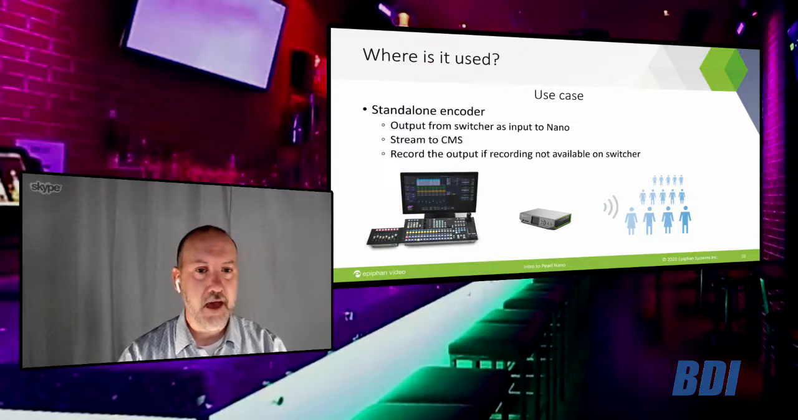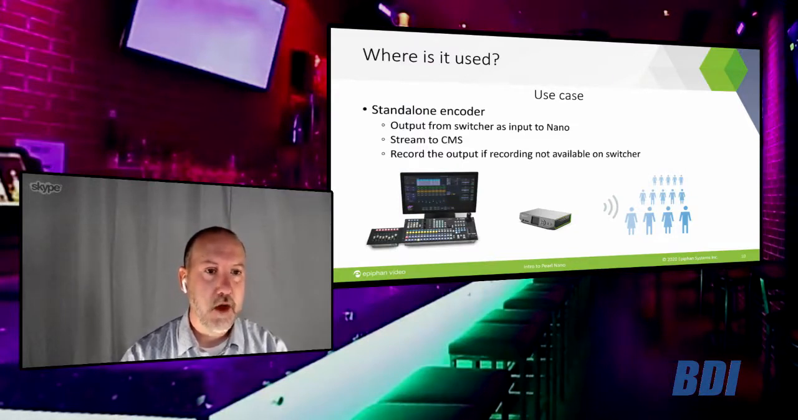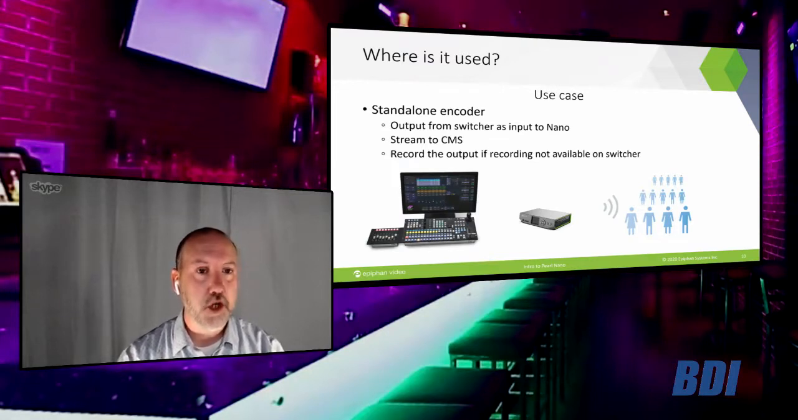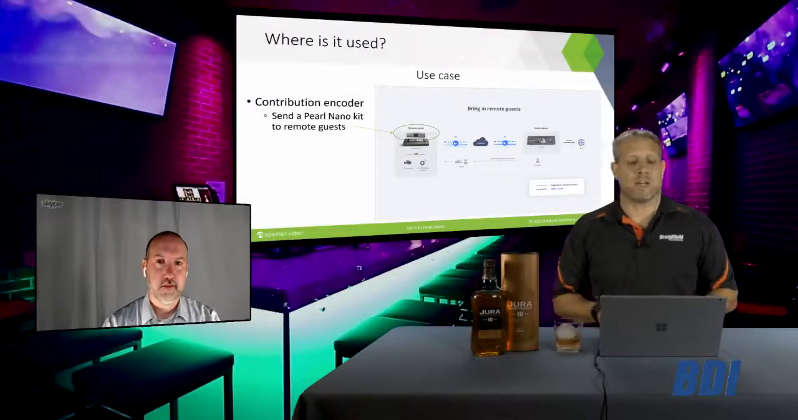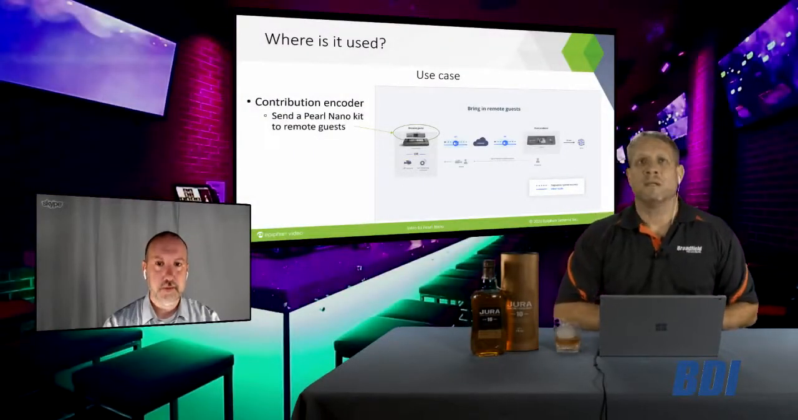And then if I don't have recording capabilities on the switcher, I can record that directly onto the Nano and have it available for post-production. Or maybe I want to double up just to make sure that I'm not going to lose the content. I can record it in multiple different places so that I'm sure that I'm going to have the content available for after the event.